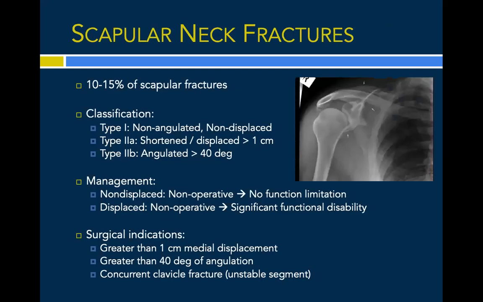Scapular neck fractures become much more complicated. So these are about 10 to 15% of scapular fractures. We think of them in 3 subtypes. A type 1 is non-angulated, non-displaced, spectacular. Type 2A is shortened or displaced, greater than 1 centimeter, and a type 2B is angulated, greater than 40 degrees. So the A's are the shortenings, the B's are the angulations. In general, they want to angulate inferiorly because of the weight of the shoulder.